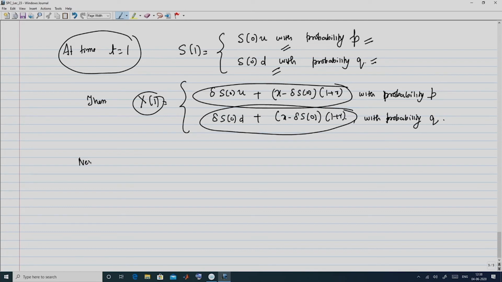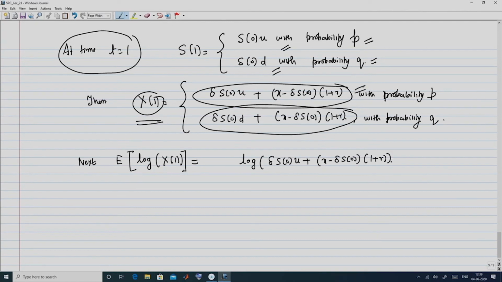So, next we need to calculate the expected utility of terminal wealth. That means it is going to be expected value of log of x of 1. Now, log of x of 1 can take two values. What are those two values? It is going to be either log of delta S0 u plus x minus delta S0 into 1 plus r, or it is going to be log of delta S0 d plus x minus delta S0 into 1 plus r, that is here.